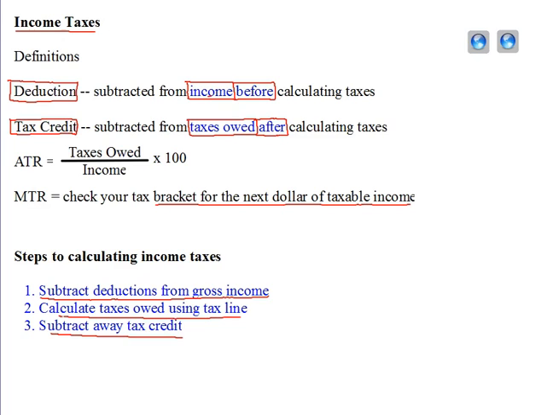On this podcast, we're going to look at some practice problems, some examples of calculating income taxes. And we're going to use the three-step process that I talked about in a previous video. Step one, we're going to subtract away deductions. Step two, we're going to calculate taxes owed using a tax line. Step three, we're going to subtract away any tax credits. And then finally, we'll calculate the average tax rate and the marginal tax rate at the end. So let's get right into it.